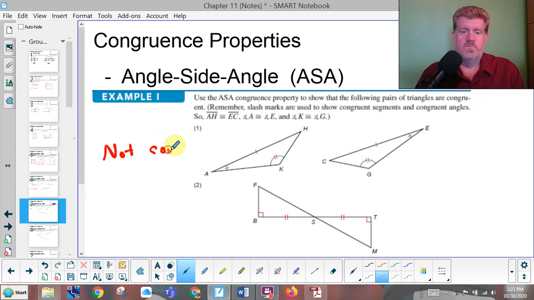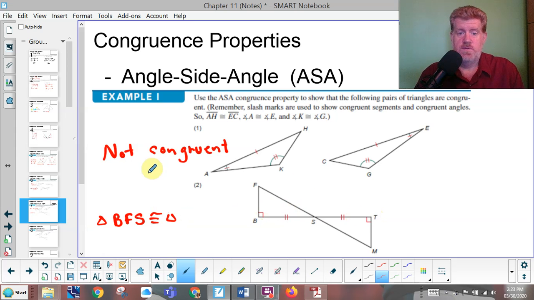So, not congruent. Now look at this triangle. We have these two triangles that are connected. We have F, B, and S. So let's say triangle BFS would be congruent to triangle B, and T would be the same. They have the same angle. F would have to be the same as M. And then, again, these two angles are the same, aren't they? Because they're vertical. So angle S is equal to itself.